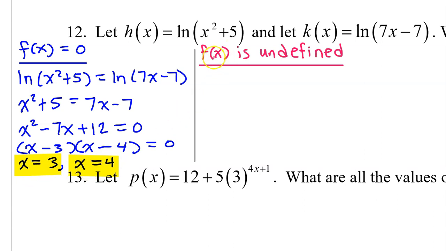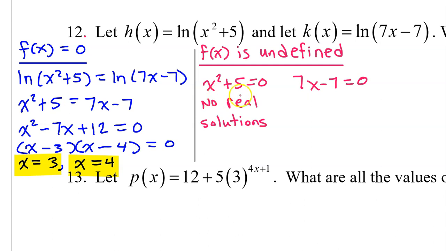In addition, we need to find where f of x is undefined. You cannot take the natural log of 0. So f of x will definitely be undefined when x squared plus 5 is equal to 0, or when 7x minus 7 is equal to 0. This first equation has no real solutions.